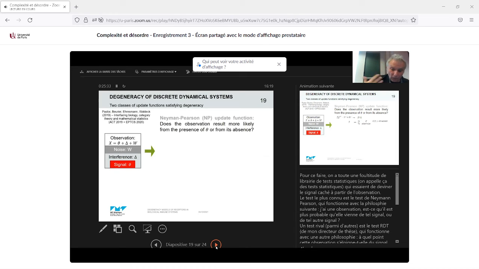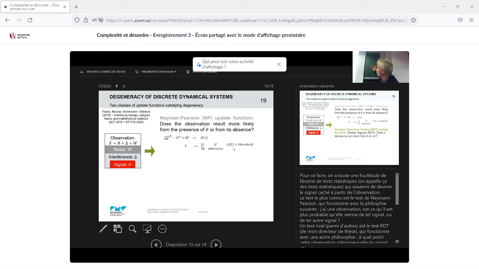And from this framework, we can derive an update function for our discrete dynamical system. And this update function has its form. It's going to compare what we call the likelihood ratio. L means likelihood, the likelihood ratio of the observation to a threshold. So it's not necessary to detail what the likelihood ratio is. It encompasses, it encapsulates the idea written above.